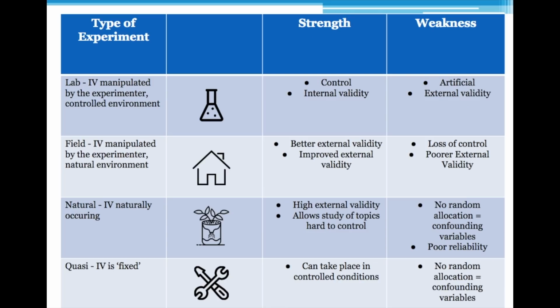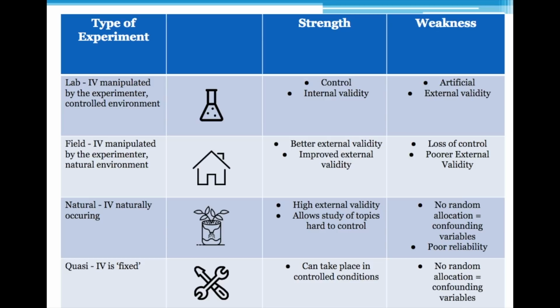Next, we've got types of experiment. There are four main types of experiment you need to be aware of: lab, field, natural, quasi. The big thing that determines the difference between these, one, is where the IV is coming from, who's controlling or manipulating the IV, or is it naturally occurring, and then generally the environment in which it happens as well.